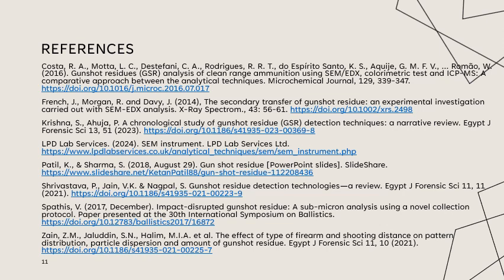These are the references that were used in creating this PowerPoint and in the graphical representations, charts, graphs, and pictures that were included in the PowerPoint.